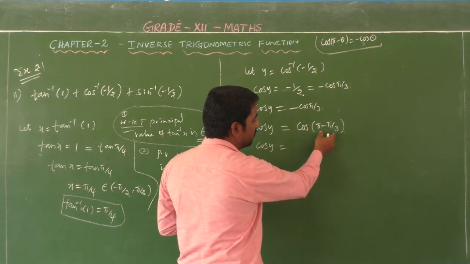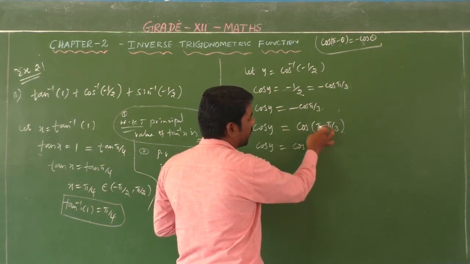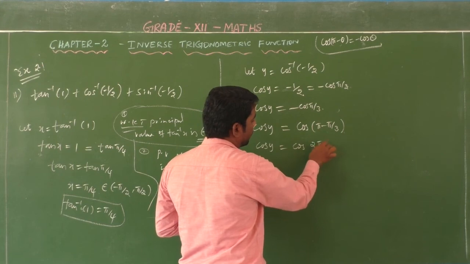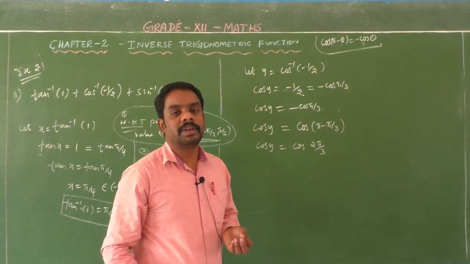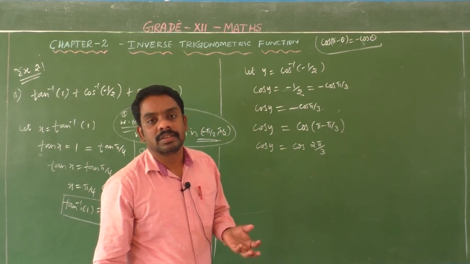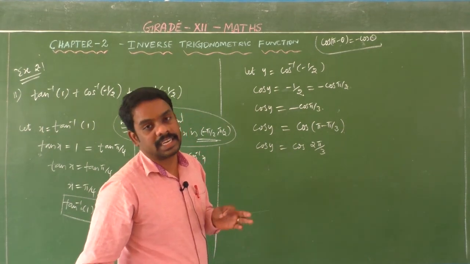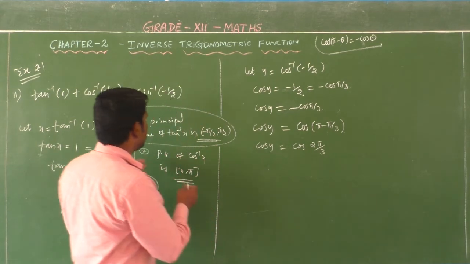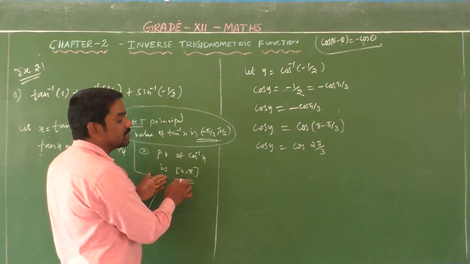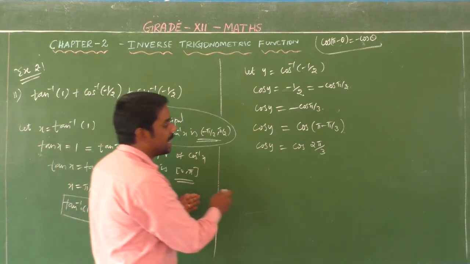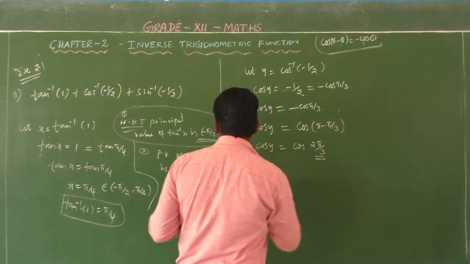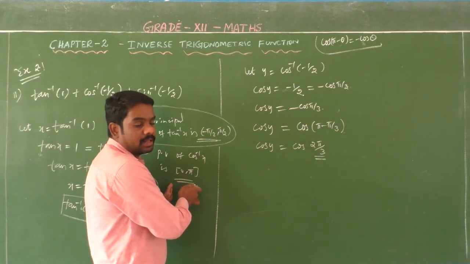Simplify this term. Pi minus pi by 3 is equal to 2 pi by 3. 2 pi by 3 means 2 into 60 degrees, that is 120 degrees. So here the principal value of cos inverse x is the closed interval 0 comma pi. This answer 2 pi by 3 also belongs to this interval 0 comma pi.